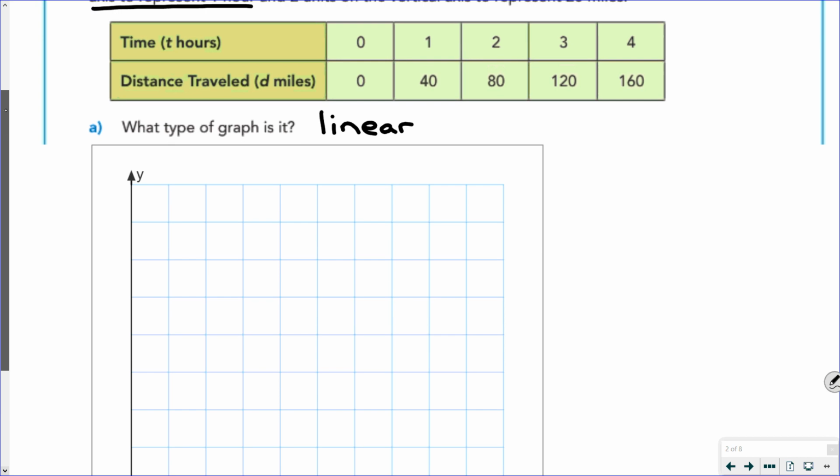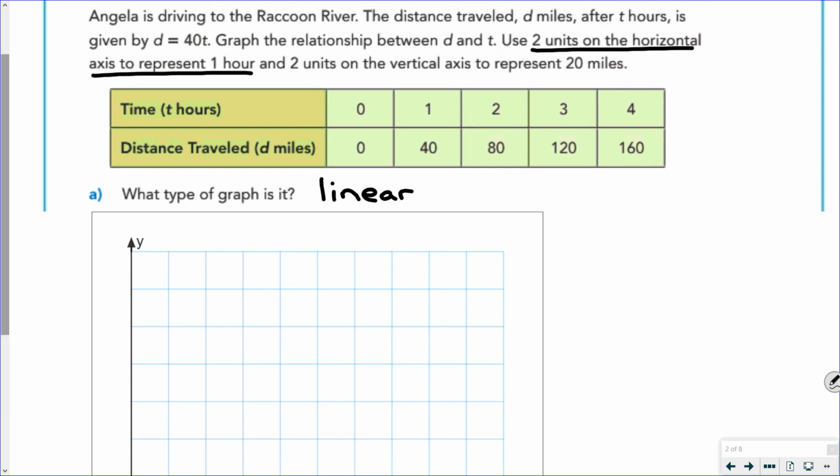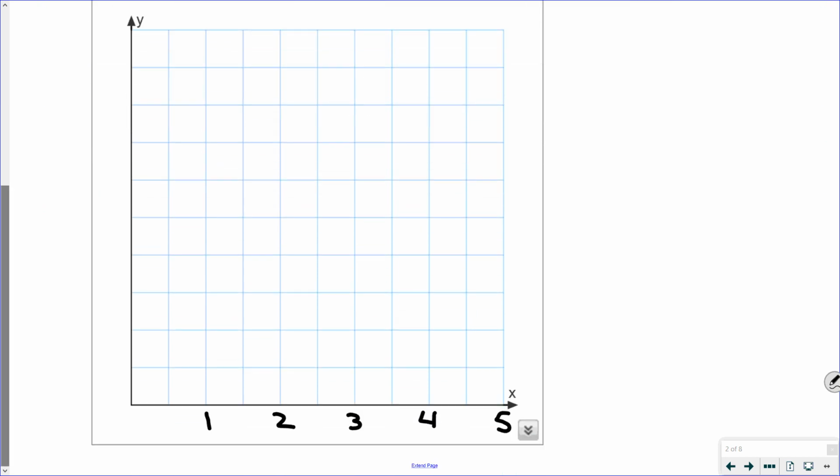Okay, so now we need to do our y-axis. And it says 2 units on the vertical axis represent 20 miles. So in other words, every unit is going to represent 10 miles. So again, we can do every other. We can go 20, 40, 60, 80, and 100. So there we've prepared our x-axis and our y-axis for our graph.